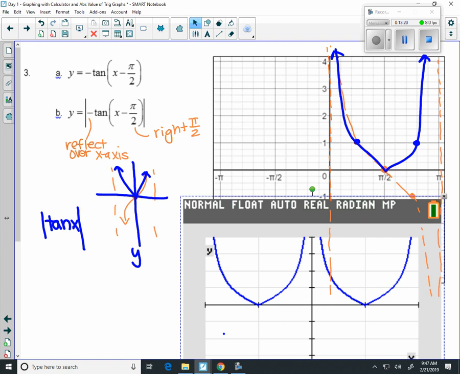Alright, there's some practice on the next page I think would be good for you to do, just so you can get comfortable. Okay.